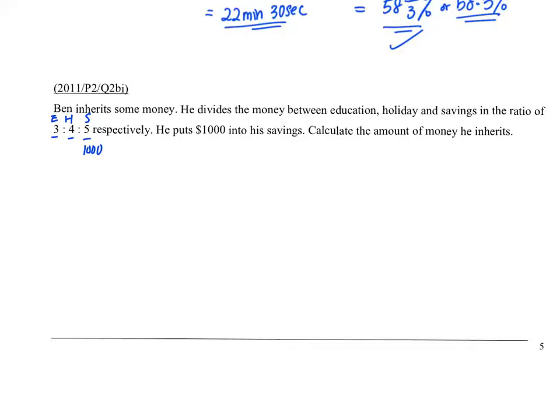So $1,000 into savings. Savings is 5 units. So it tells me that 5 units represents, do not use the equal sign, okay, represents $1,000. Calculate the amount of money he inherits. I have 3 and 4 and 5. 3 plus 4 is 7, 7 plus 5, that's a total of 12 units of money which he inherits.